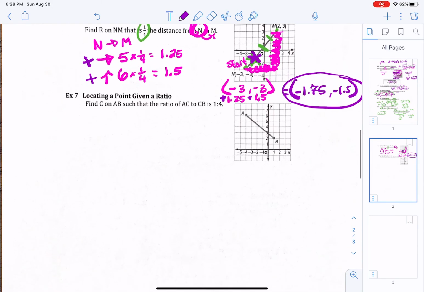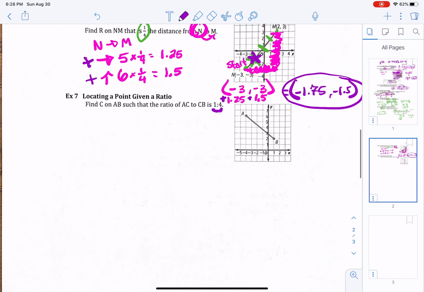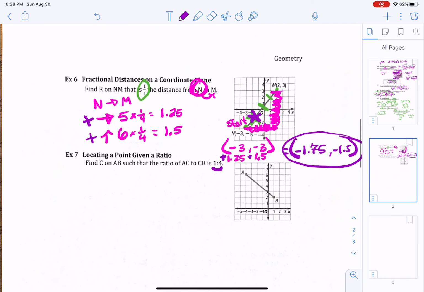All right, example 7 is very, very similar to that, except they write it as a ratio from 1 to 4, okay? So find C. Oh, wait, what would we name this guy? Find R. So R is the point negative 1.7, negative 1.5. Okay, so this one is find where C is located on AB such that the ratio of AC to CB is 1 to 4.